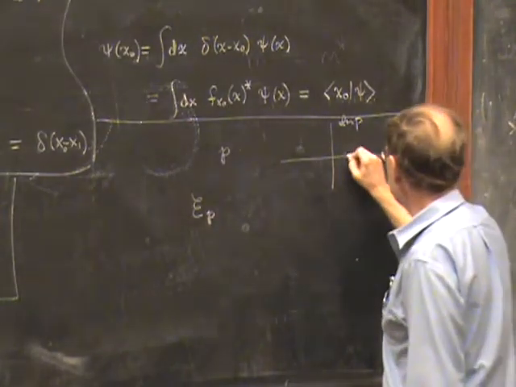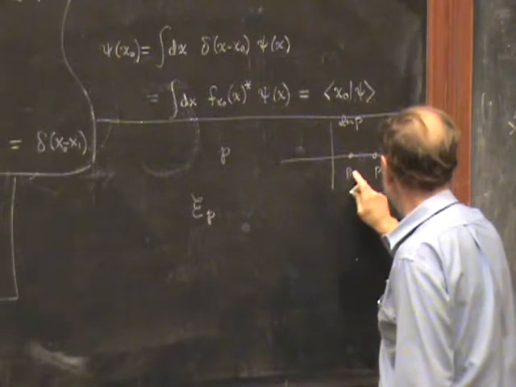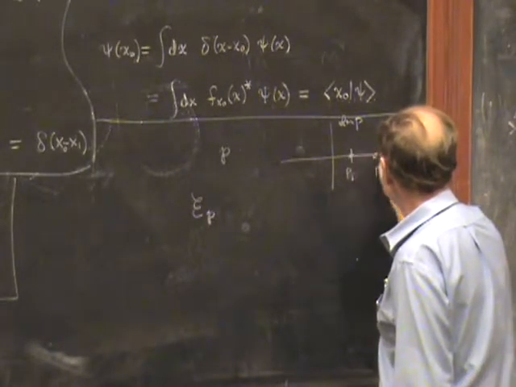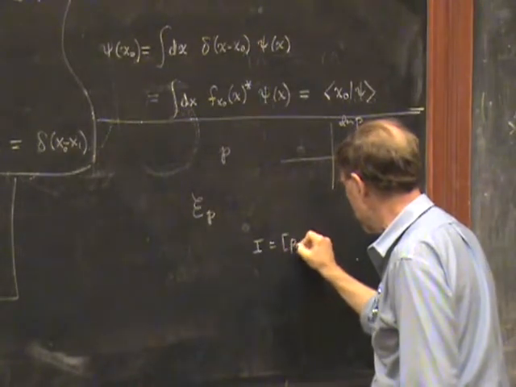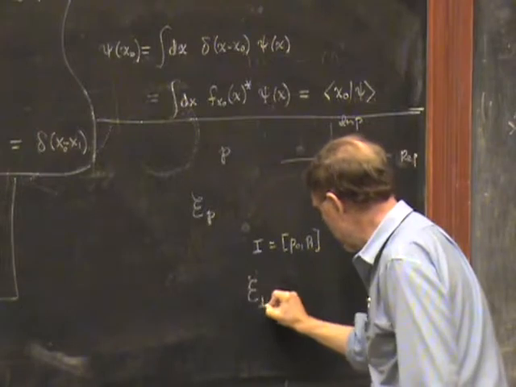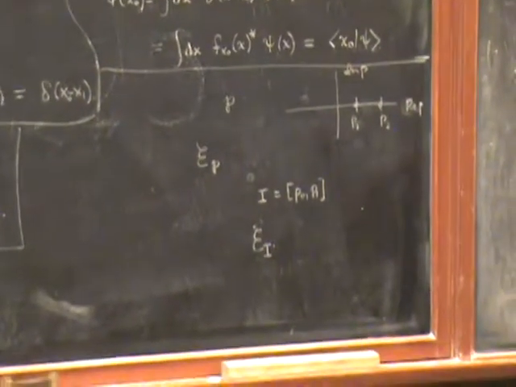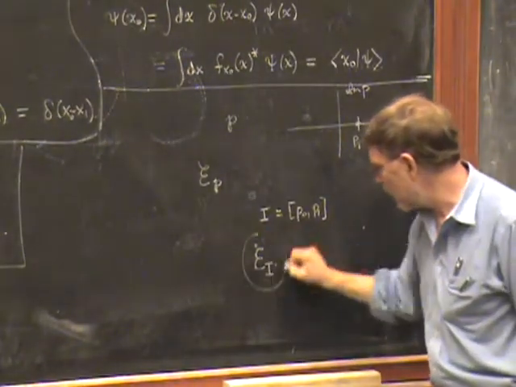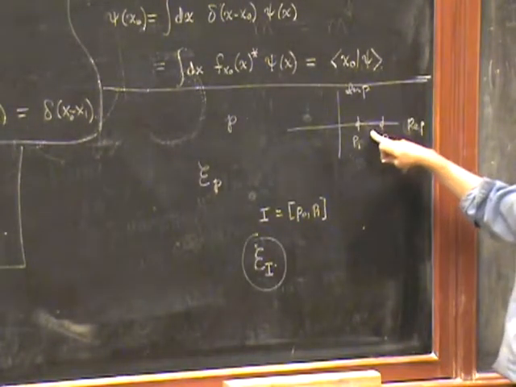On the other hand, if I want to take two values of momentum, let's say P1 and P2, and consider the interval, let's take the interval I to be equal to the interval from P1 to P2. Then it does make sense to talk about the subspace corresponding to that interval. And later on, I'll write down an explicit formula for this. But I think you can believe this on the basis of what you know about signal analysis.